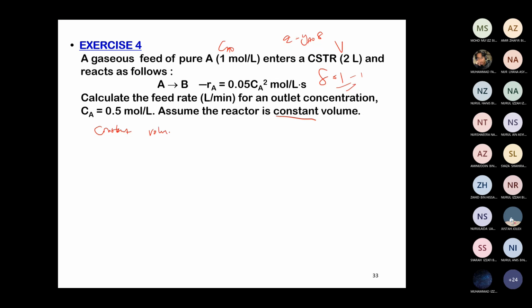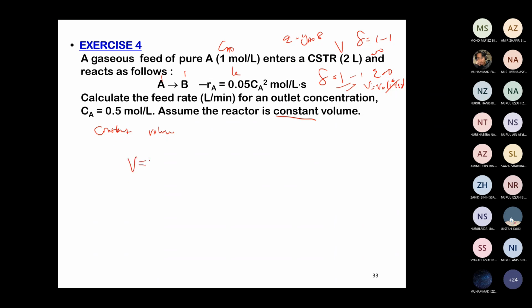Nak proven kalau you nak tahu, del is equal to 1 minus 1, akan jadi 0. So tak akan ada epsilon, dia akan 0. So tak akan ada V is equal to V0 times 1 plus epsilon. Dia akan sama lah, constant volume. From here, K is given, so just masukkan je lah.